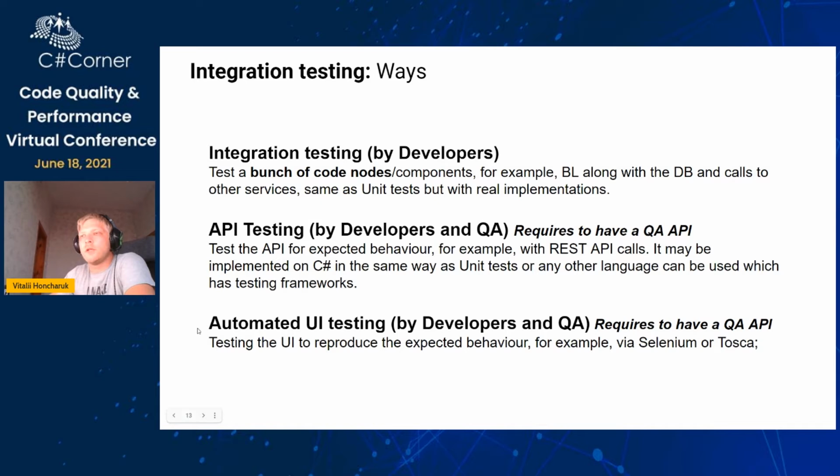So automated UI testing is probably another way to do integration testing, and this can be done by developers and by QA automation engineers. But usually, from my experience, it's done by QA automation engineers, because it again requires a separate QA API to expose more data from the database to make assertions and so on. These automation tests can be done with Selenium or the Tosca framework. Tosca is pretty new and really awesome, but costs a lot. So yeah, let's go to the next slide.